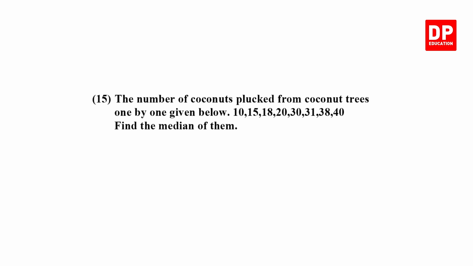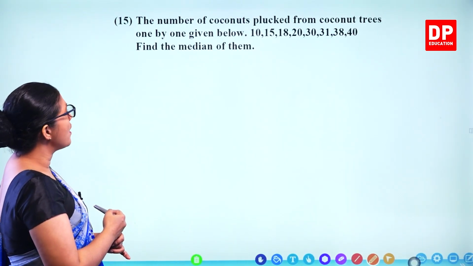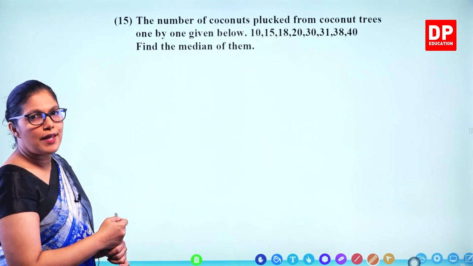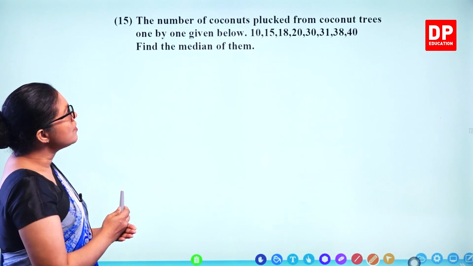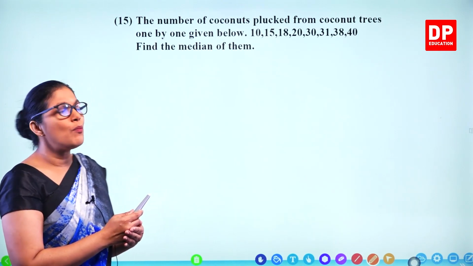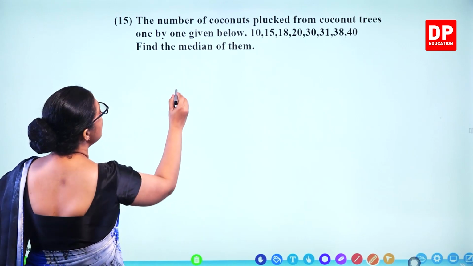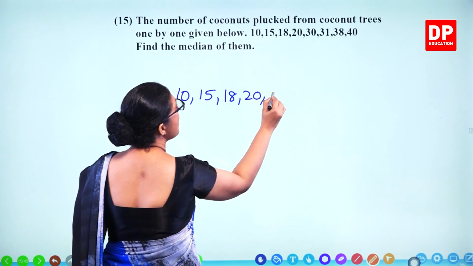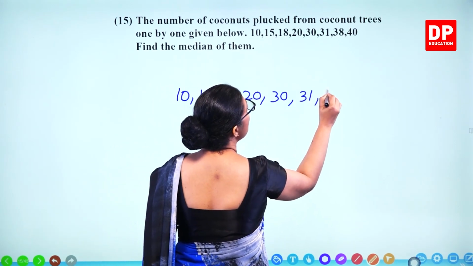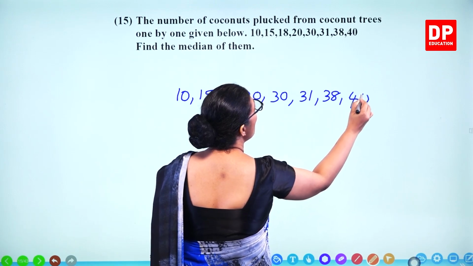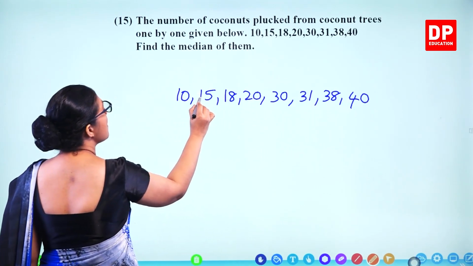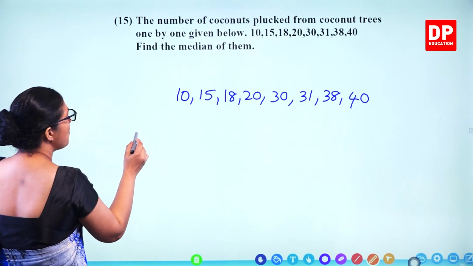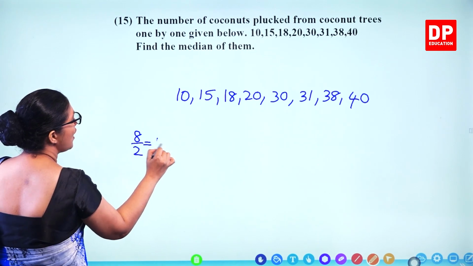Question number 15. The number of coconuts plucked from coconut trees one by one given below. Find the median of them. So what is median? When you arrange the data set in increasing order, the middle value. So already arranged in increasing order. How many numbers are there? To find out the middle value, 1, 2, 3, 4, 5, 6, 7, 8. Even number. You get 2 middle numbers.